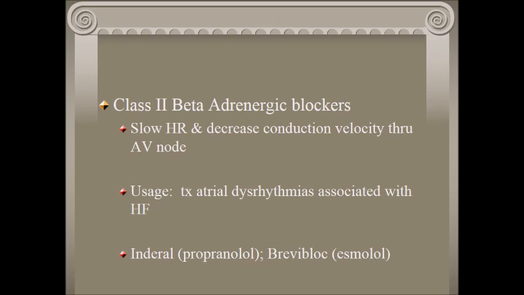Nursing considerations for Class 2 include monitoring heart rate and blood pressure, because we do know they can cause hypotension, monitoring for hypoglycemia in patients with insulin-dependent diabetes, because they may inhibit glycogenolysis. We need to make sure that patients report a pulse less than 50, and to caution them about changing their position slowly.